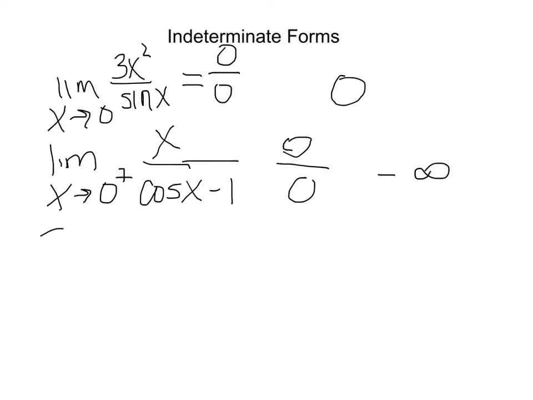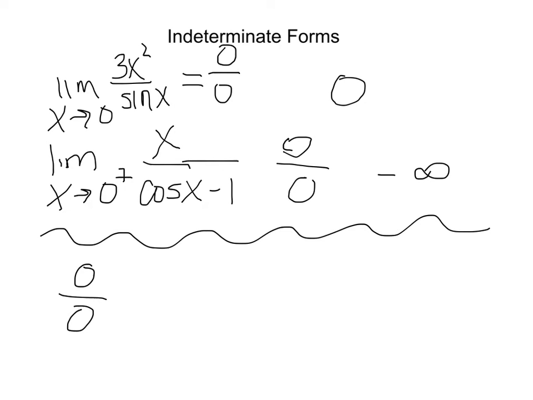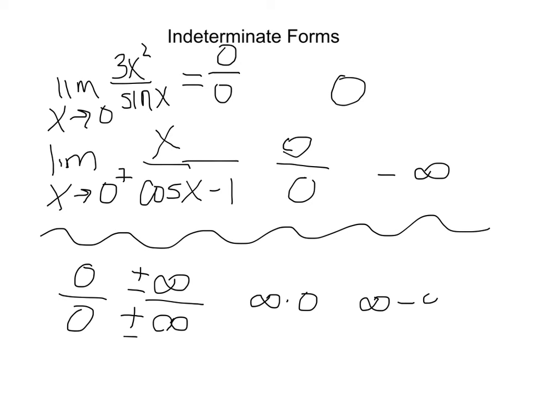Now, all of the indeterminate forms that we will see in this class that you need to know are 0 over 0, infinity over infinity, and these could be positive or negative infinity over positive or negative infinity, and they don't even have to be the same sign. So, for example, you could have negative infinity over positive infinity, and that would be indeterminate. Also infinity times 0, infinity minus infinity, 0 to the 0 power, and 1 to the infinity.